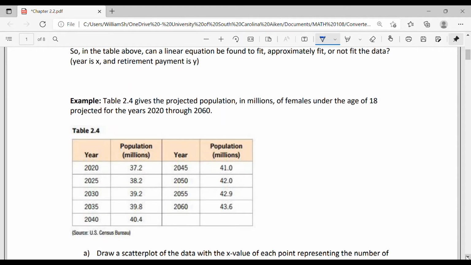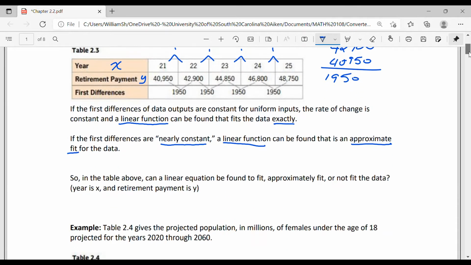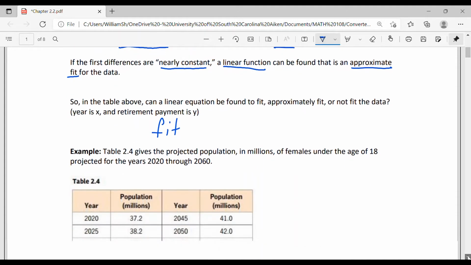So in the table above, can a linear equation be found to fit, approximately fit, or not fit the data? Well, in that table we were looking at initially, we noticed our first differences are exactly the same for our constant increase in our X and our Y here. Because this is exactly the same for every single first difference, we can find an exact linear fit. One can be found to fit it perfectly. All right, let's look at the next example.